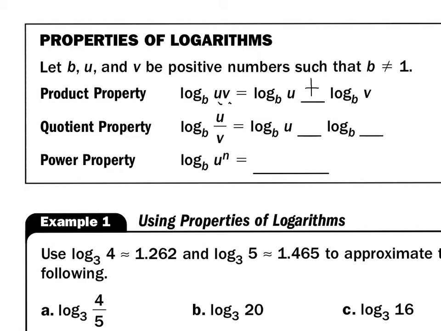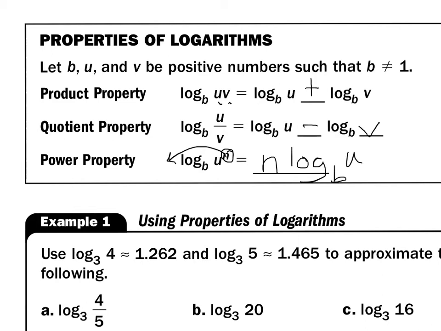The quotient property says if you have the log of a quotient, in this case u over v, you can do the log of the top, or log base b of u, minus the log of the bottom, log base b of v. The power property, the last one, is if you have the log of a power. What you can do is take that exponent and bring it out in front of the log. So it's going to be n times the log base b of u, without the exponent n.